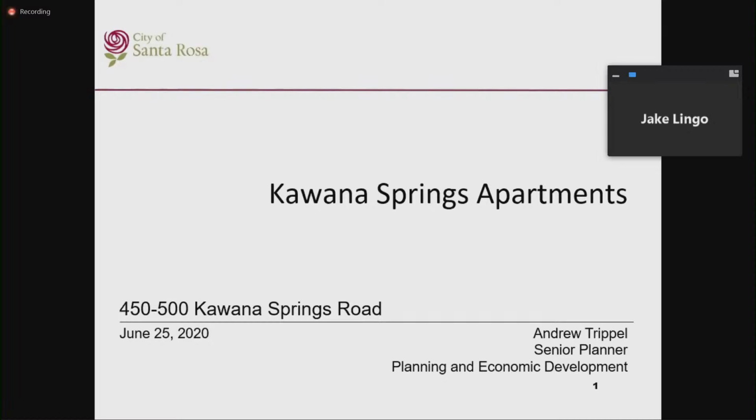These combining factors allow us to bring a first-class development such as the Kiwanis Springs Apartments to your city at rental rates commensurate with the incomes of the working class, allowing individuals and families to have more discretionary income to enjoy life.